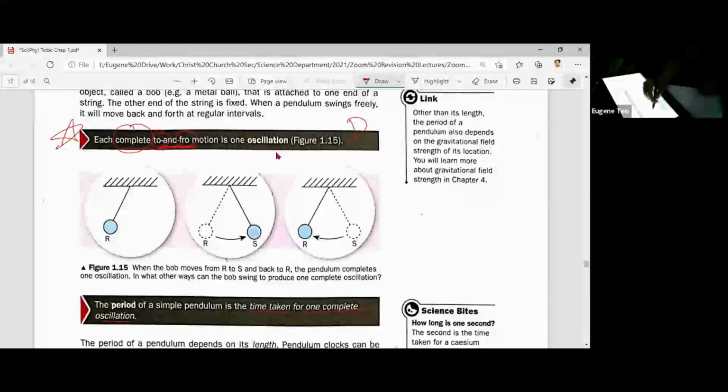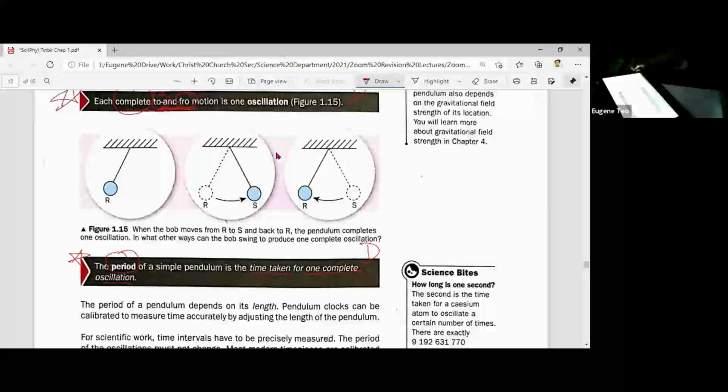So if I were to start the stopwatch when the pendulum bob is at position R, when it goes to S, and then when it comes back, that is one complete oscillation. And you can find the time taken for this one oscillation, we call it the period. So this is another definition that you need to write down inside your summary sheet.